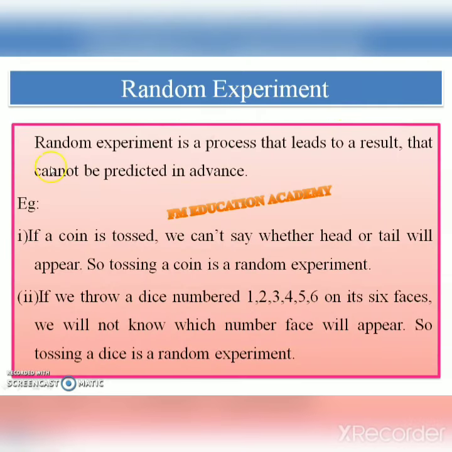Now, what is a random experiment? A random experiment is a process that leads to a result that cannot be predicted in advance. For example, if you toss a coin, we can't say whether head or tail will appear. We will not have a sixth sense that head will come or tail will come. It depends. So, tossing a coin is a random experiment. That is, random means we will not know the result before tossing the coin. After tossing only, we get to know the result. That experiment is called a random experiment. Let us take one more example. If we throw a die numbered 1, 2, 3, 4, 5, 6 on its 6 faces, we will not know which number face will appear. So, throwing a die is also a random experiment.